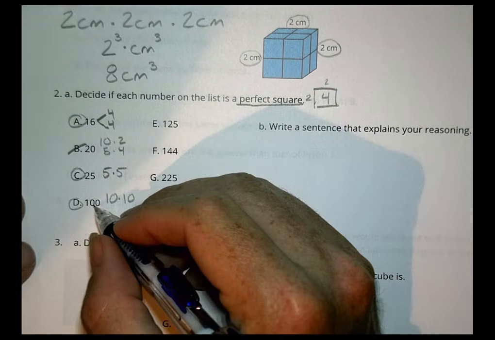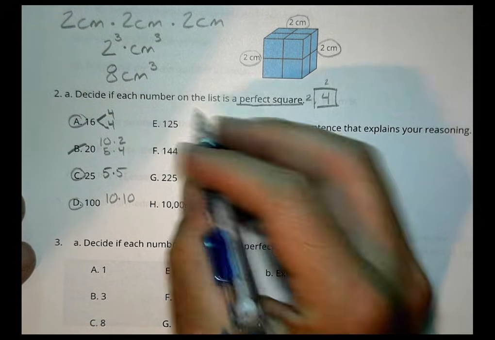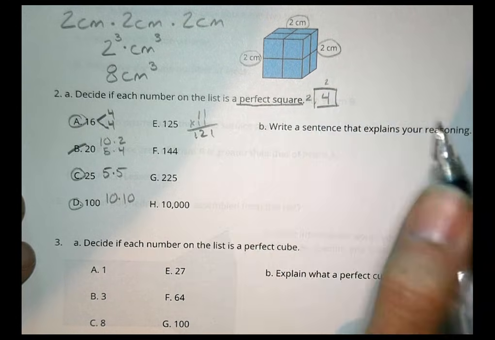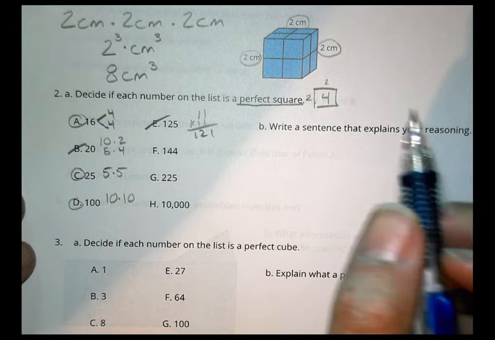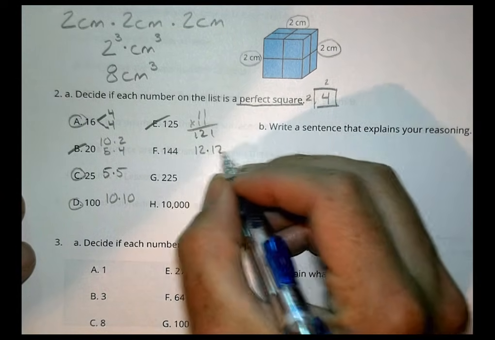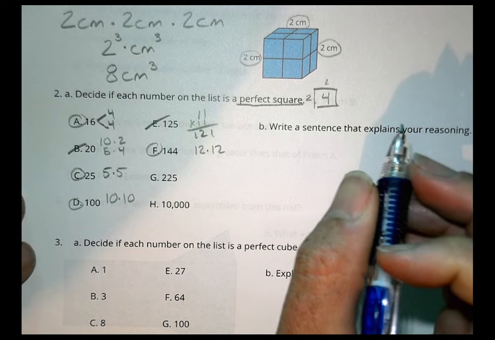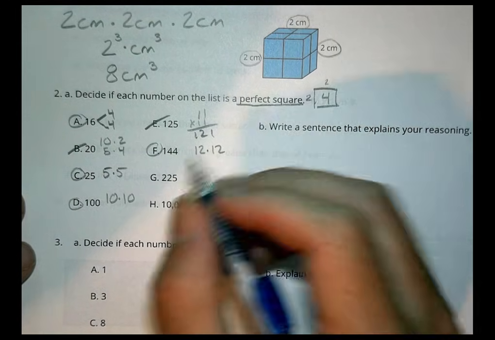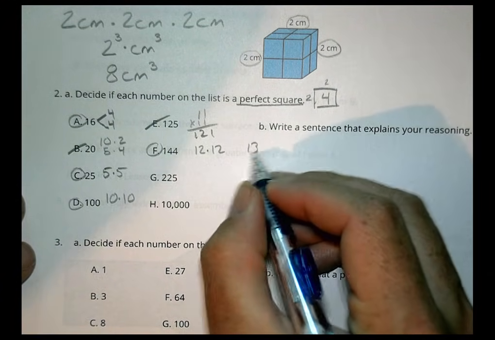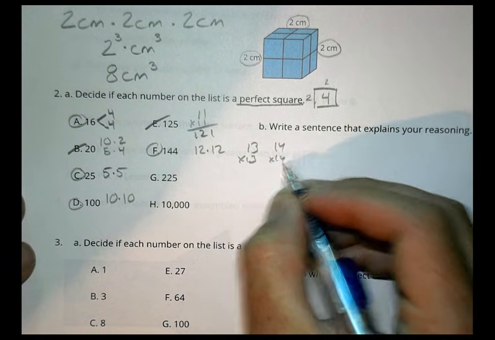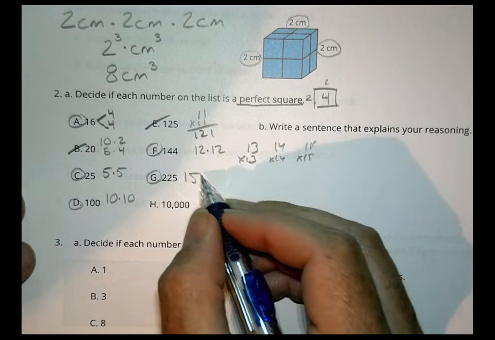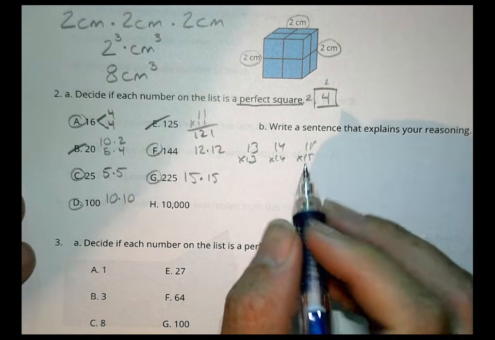For 125, well, if 10 got you to 100, I might have to go up and go 11. Well, what's 11 times 11? 11 times 11 is 121, so it doesn't quite get me there. Not going to work. 144 looks bigger than 11, and sure enough, 12 times 12 is 144. That works out as well. When you get to 225, now we're talking about some larger numbers, and you may not know your math facts for things like 13 times 13, and 14 times 14, and 15 times 15, but this one actually works because 15 times 15 is 225.